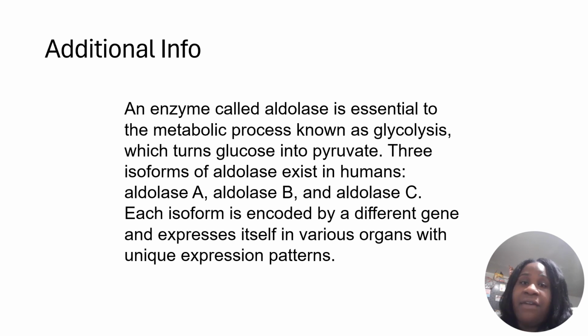You then have aldolase B, which is the tissue distribution. It's predominantly expressed in the liver and to a lesser extent in the kidney. You have the function.